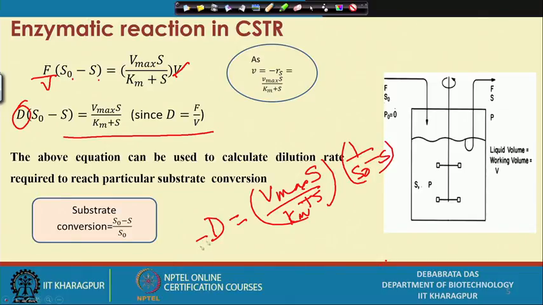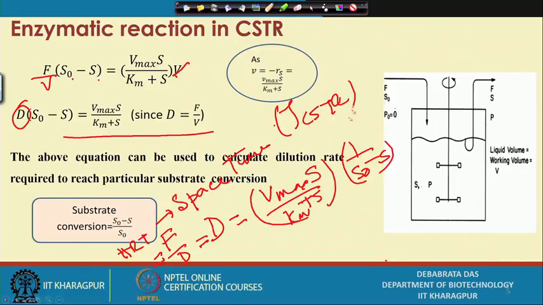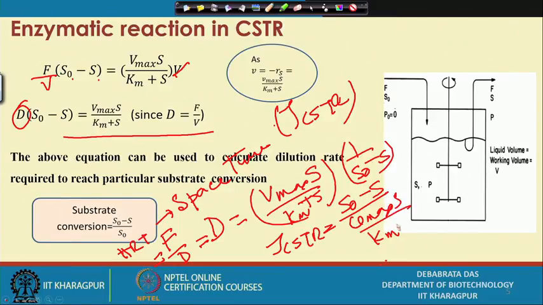And what is this? This is the dilution rate equal to F by V. And 1 by D is equal to what? The HRT. And this HRT is nothing but the space time, the space time of the CSTR. That means how do we express tau CSTR? So, how can you write the expression? This is the inverse. So, how can we write the tau CSTR? Tau CSTR will be equal to S0 minus S divided by Vmax S over Km plus S. So, we can easily find out this tau CSTR.